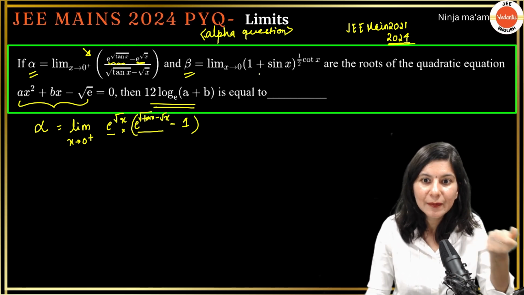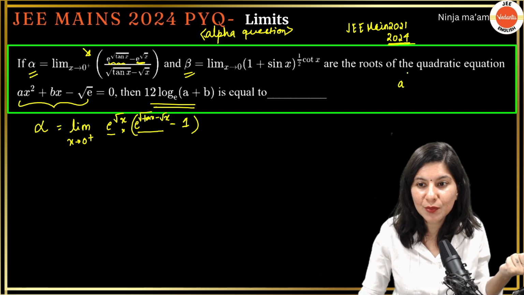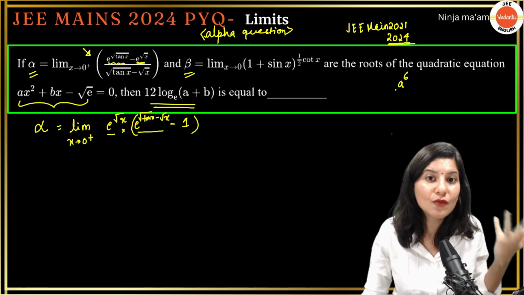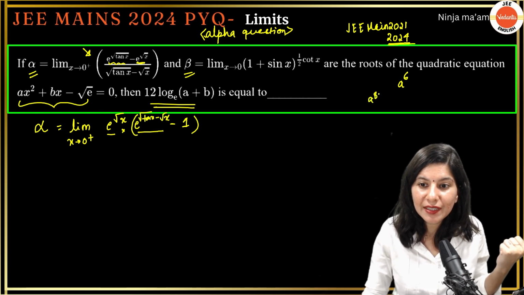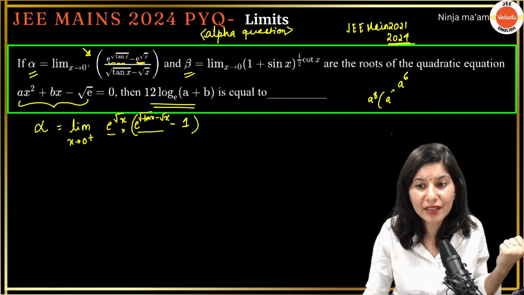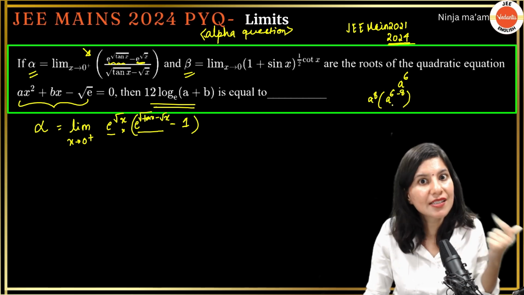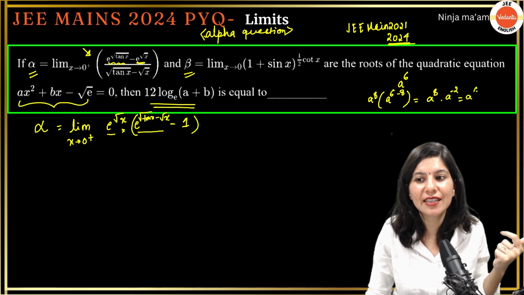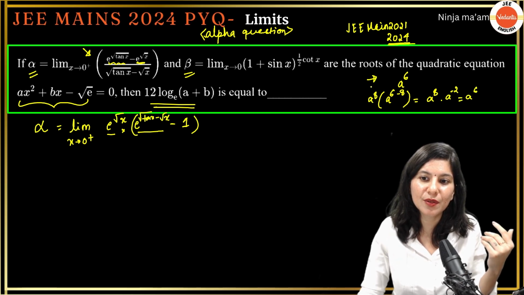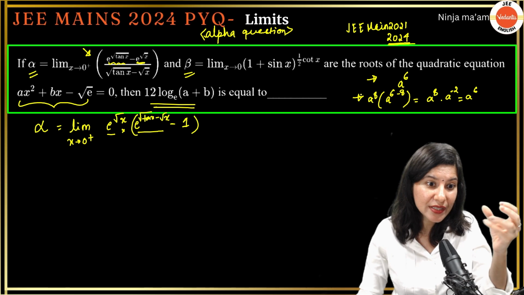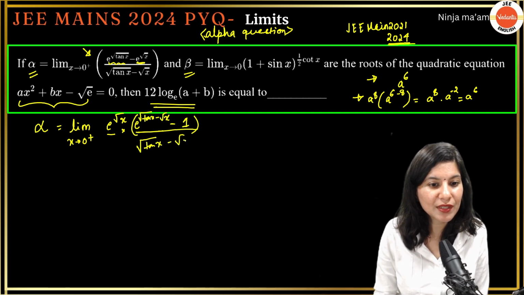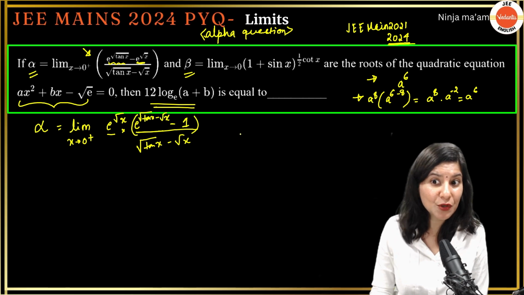Whenever you want to take common, suppose a raised to power 6 and I want to take a raised to power 8 common from it, how do I do that? It is a raised to power 6 minus 8. This is how we take common. So this is a raised to power 8 into a raised to power minus 2, finally a raised to power 6. This is the logic, okay? That's how we take common in the exponent. Upon, we are having root tan x minus root x. Now you understood what we are going to do?